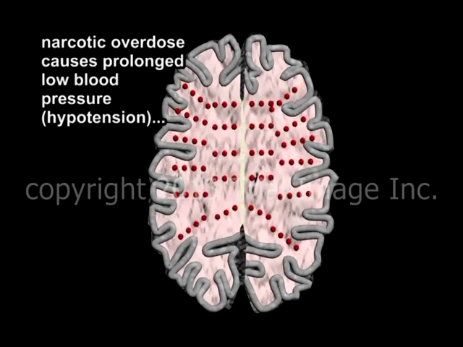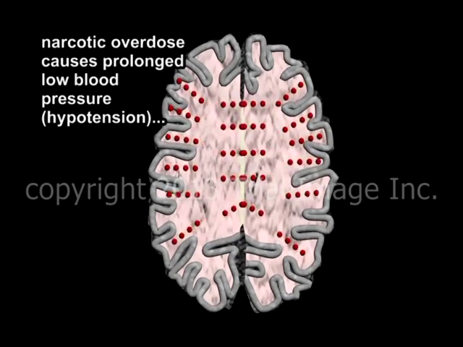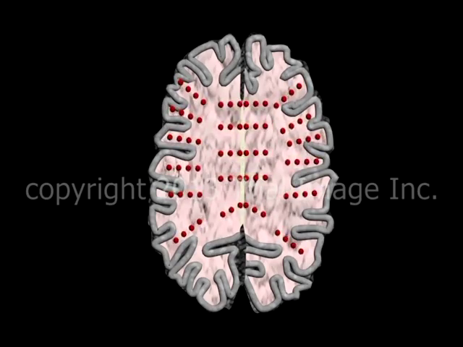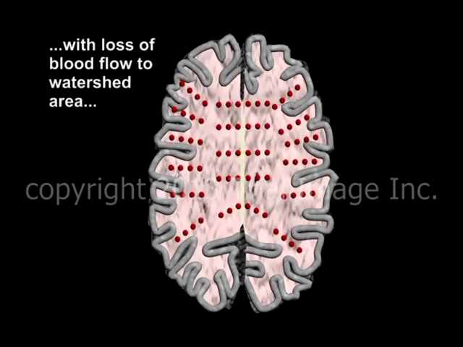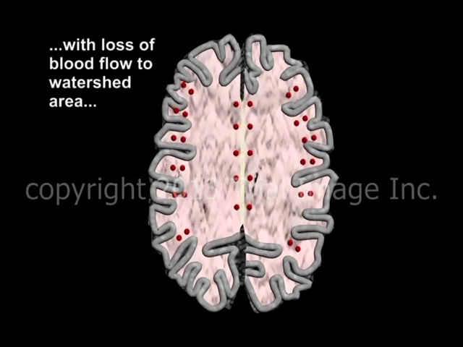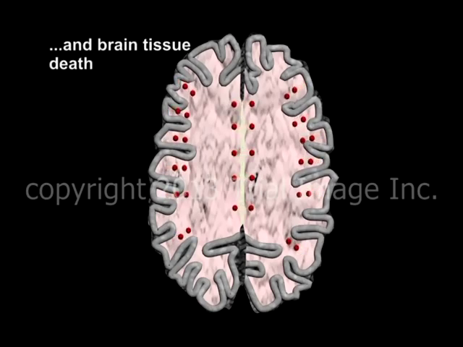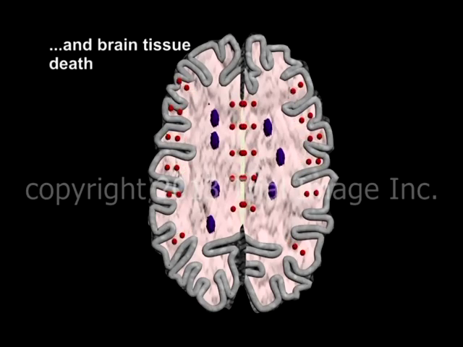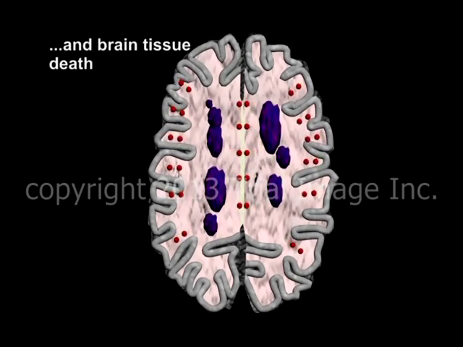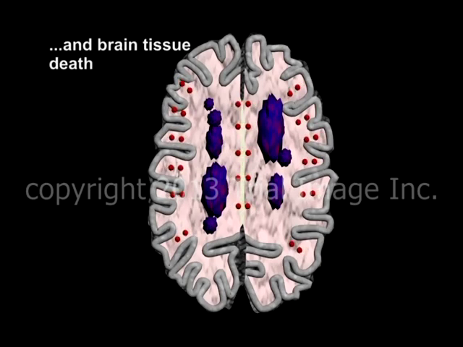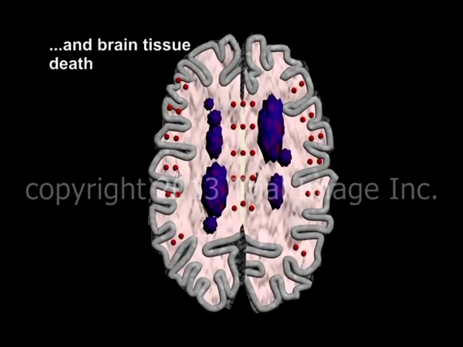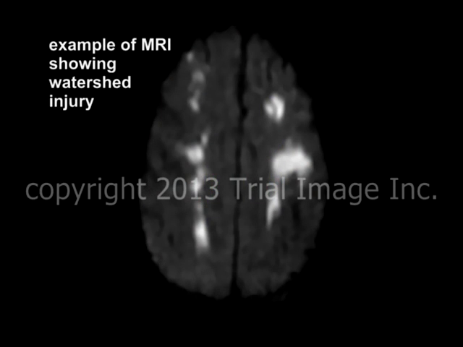It therefore follows that when there is a generalized loss of blood flow to the brain, such as in narcotic overdosage, the watershed areas of each hemisphere are particularly susceptible to ischemia and stroke. Seen from above in both our animation and in an MRI, watershed stroke has a very characteristic appearance.